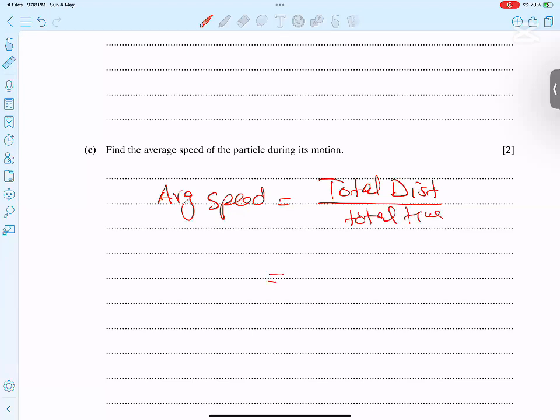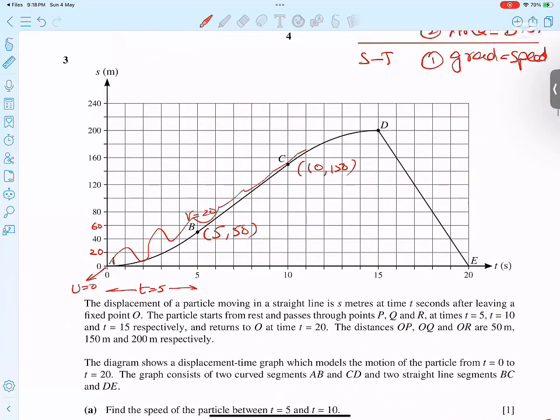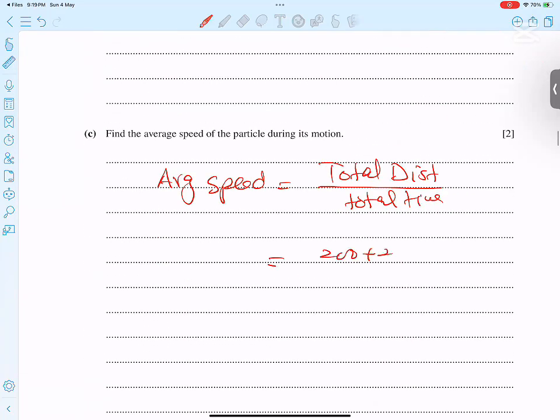Okay. So total distance, how much? Let's check in the diagram. So first, it traveled from here to here. It traveled 200 meters. And then he came back to the starting position. Again, it traveled 200. So going away 200, coming backward 200. So 400 meters. So basically, it's 400, 200 plus 200.